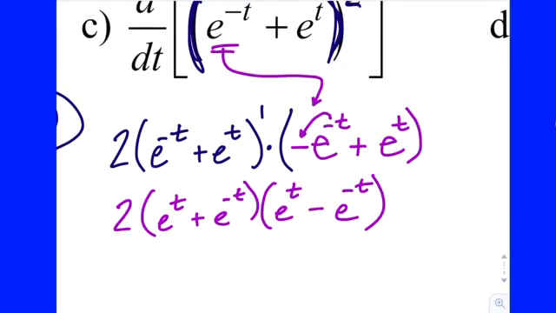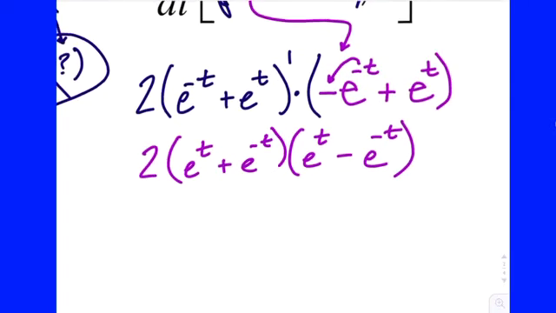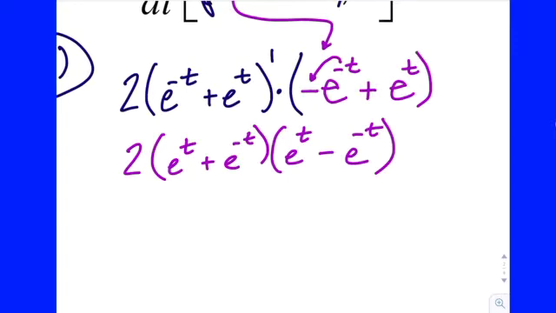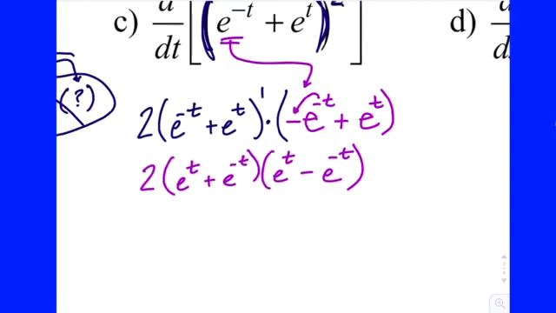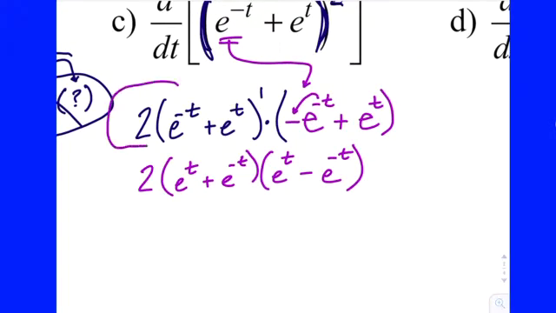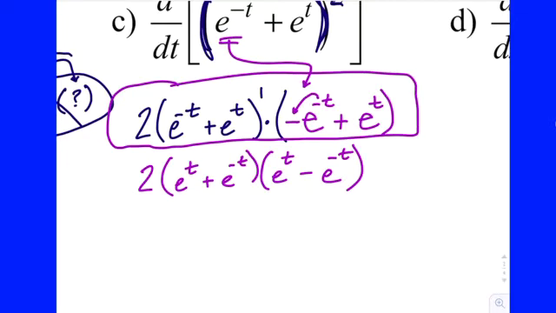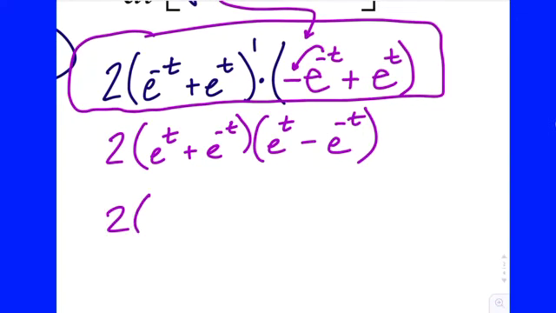What do we call those 2 factors compared to each other? Conjugates. Yeah. And when you multiply 2 conjugates, you always get a what? Difference of squares. So maybe we could expand those out. What's e to the t times e to the t? E to the 2t, right? When the bases are the same, you add the exponents.